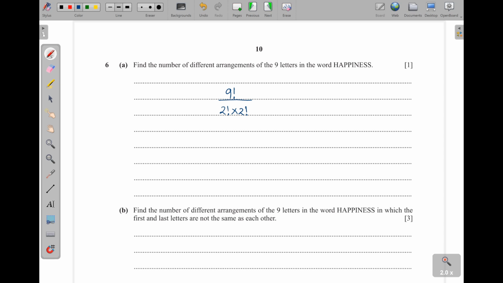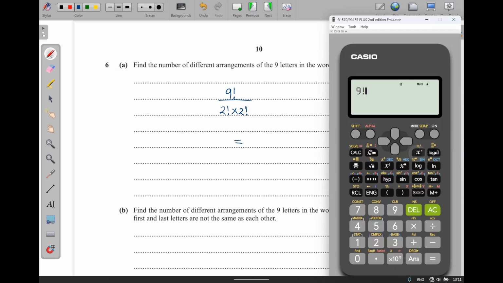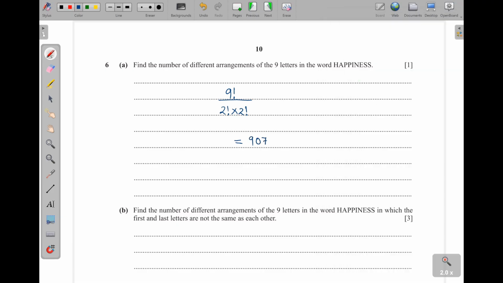So that means when I put this one in the calculator, what do I get altogether? 9 factorial, then divide by 2 factorial, which is 2. So I will just divide this one by 4. So 90720. 90720, this becomes our answer.